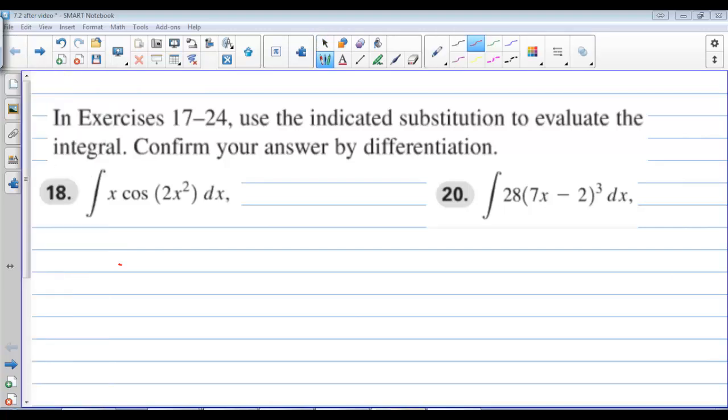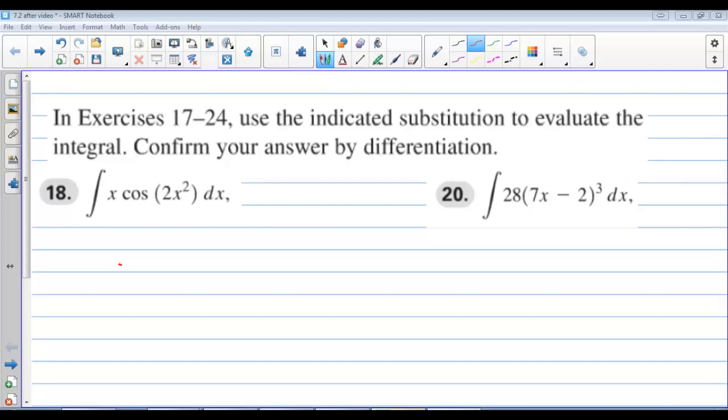I love this section. I even like the next section better. I love these sections. Integration by substitution. Here we go. In exercises 17 through 24, use the indicated substitution to evaluate the integral. Confirm your answer by differentiation. We won't do that last part.